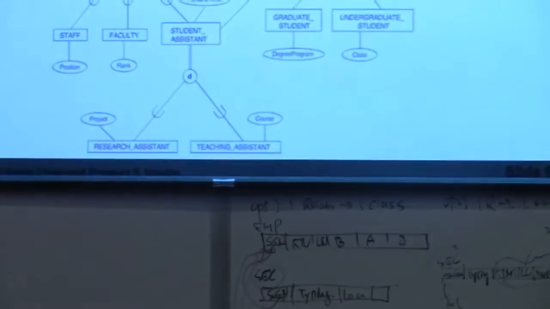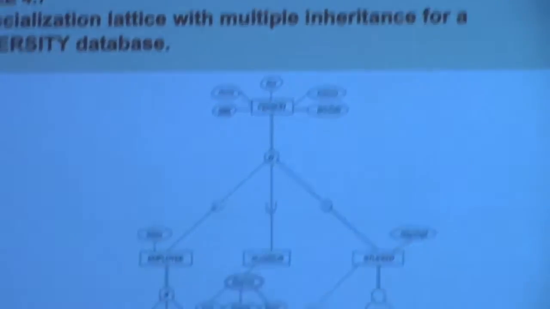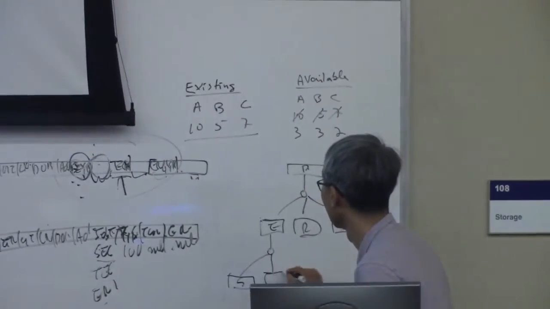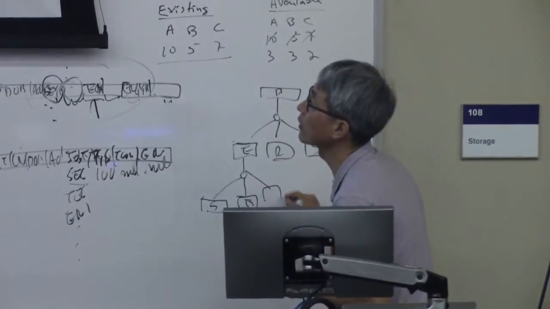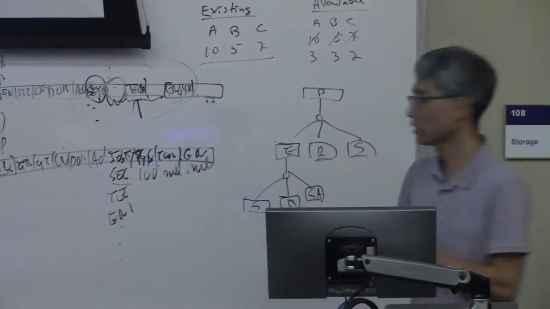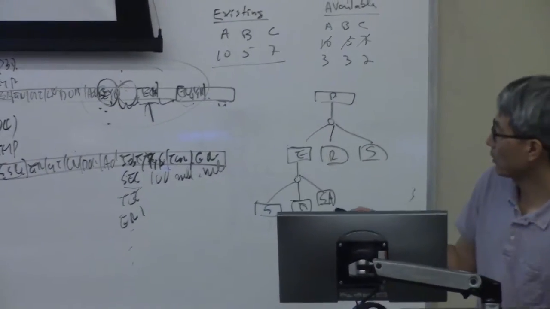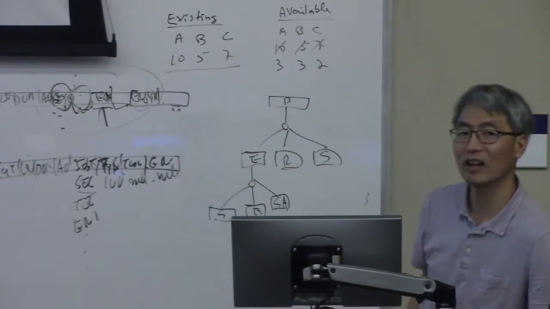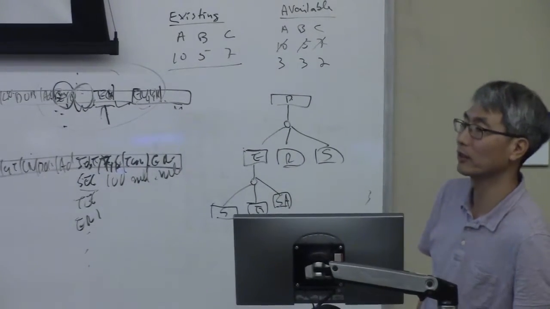Okay. Then, next, superclass and subclass. Take a look at the employee, staff, faculty, and this one is student assistant. So, go back to here. Which option is selected to create the relational schema diagram?